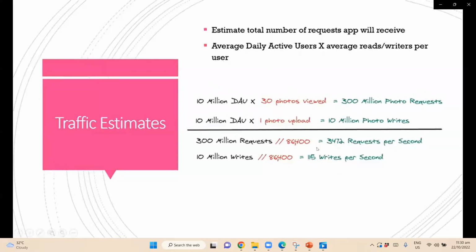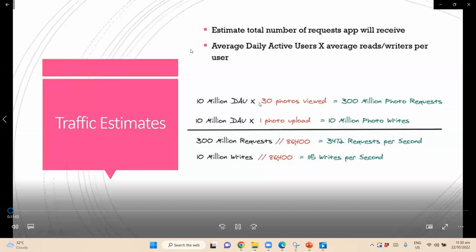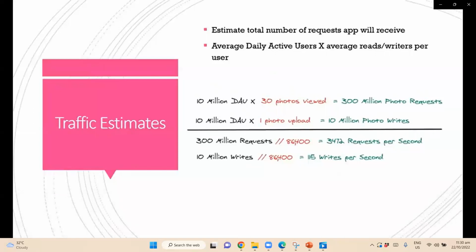And in almost all cases, a web application is going to have much more read requests than writes. Knowing your average users and how many requests they're making is why people talk a lot about analytics and stuff like that. It's very valuable to have that information so that you can make these estimates.